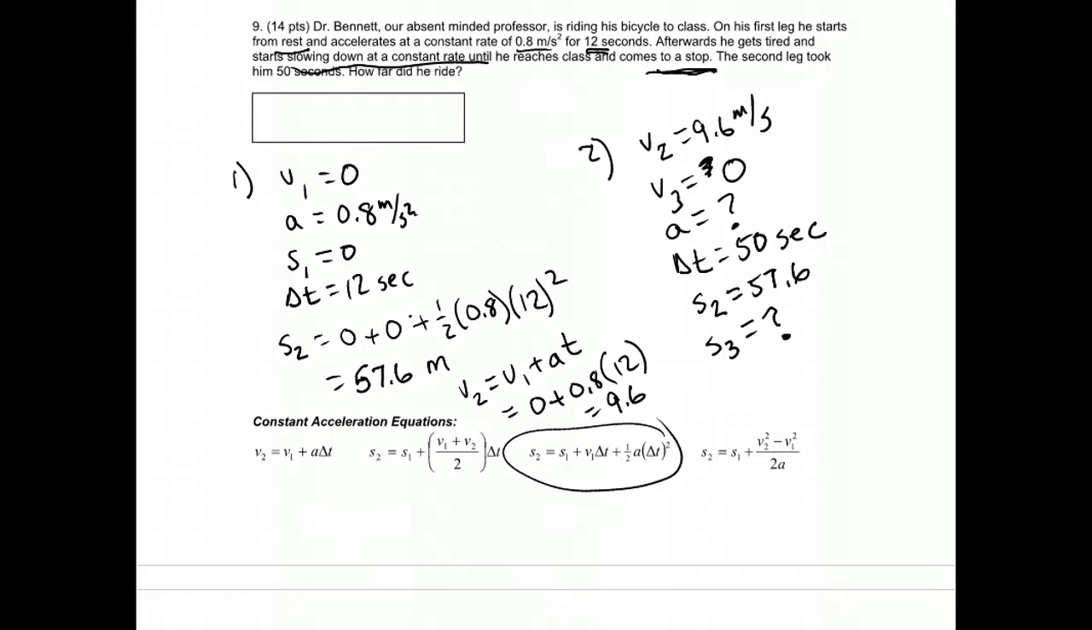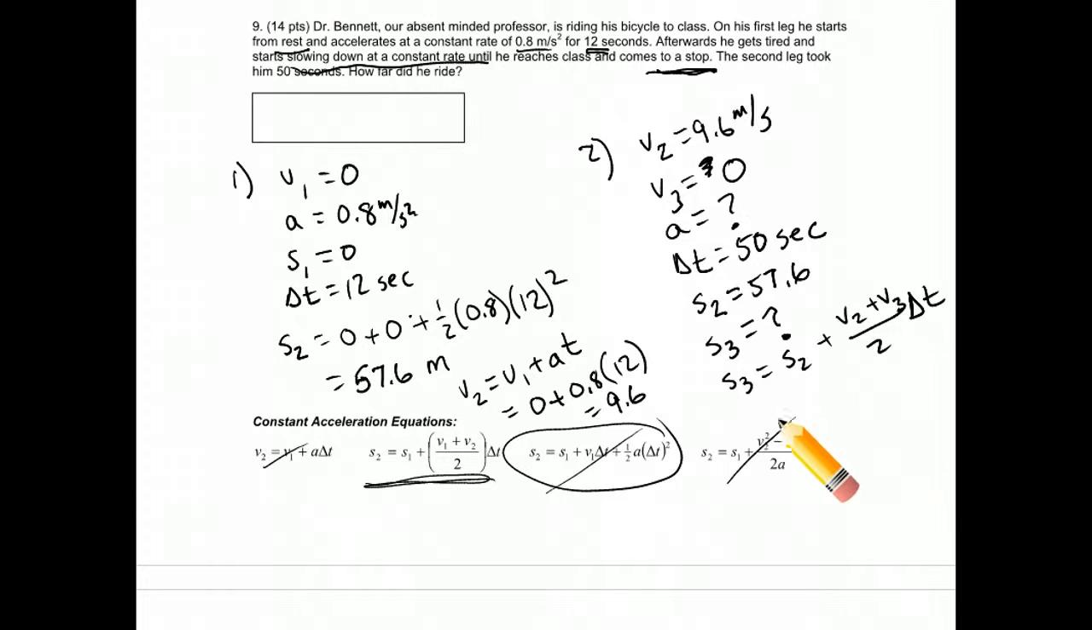So again, we can solve this as long as we have a maximum of 2 unknowns. We really don't care about the acceleration, so let's look at an equation without acceleration in it. It's not that one, it's not that one, it's not that one. There we go. Alright, so we can find S3, I'll go ahead and write it down: S3 equals S2 plus (V2 plus V3) over 2 times delta T. Okay, just switching my subscripts around to match my problem. So that's going to be equal to 57.6 plus 9.6 plus 0 over 2, and delta T was 50 seconds.